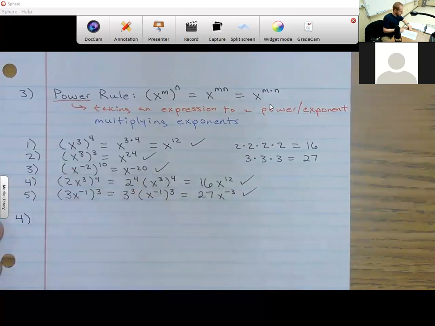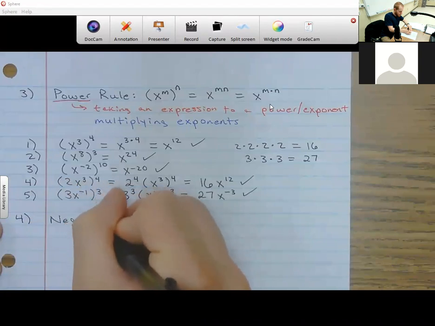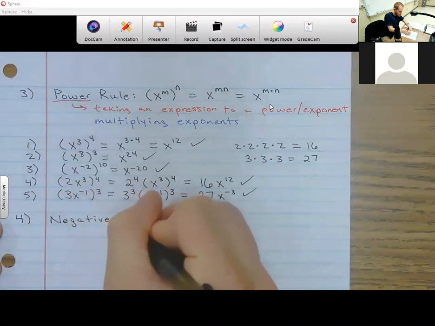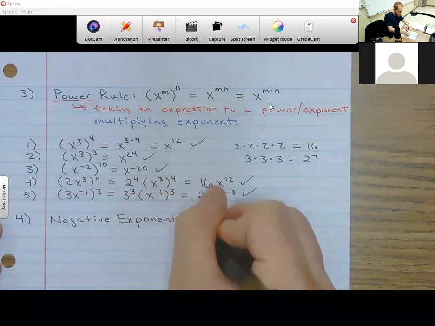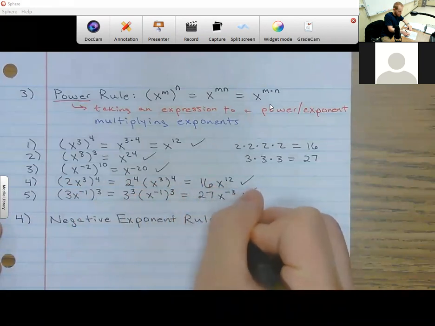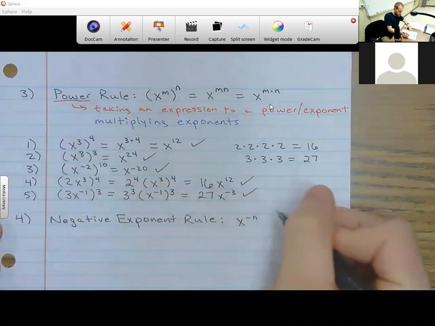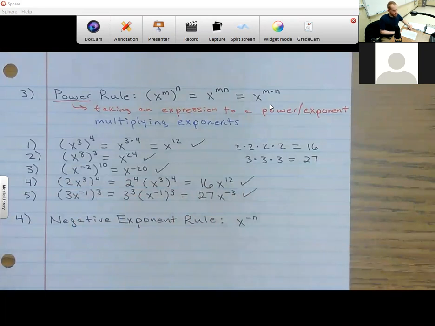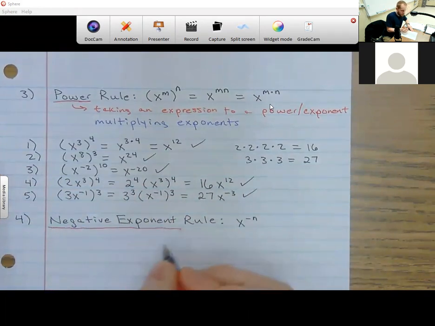So the 4th rule is the negative exponent rule. All right. So when I say negative exponent, and I'll go ahead and underline that in red so you see what I'm talking about, what I really mean is the exponent is always going to be a negative number when we talk about this rule.